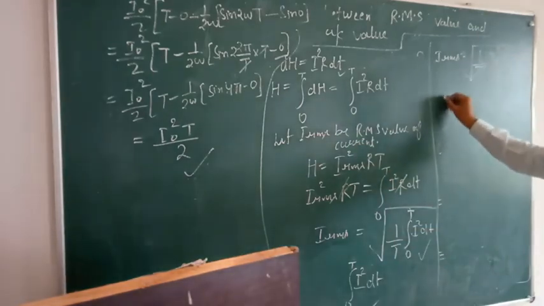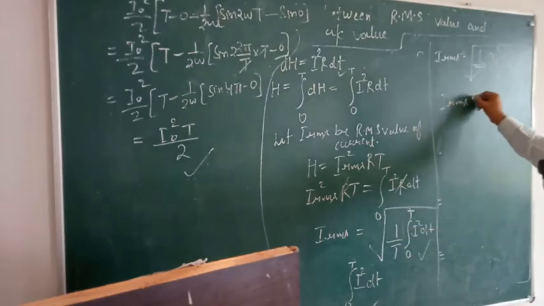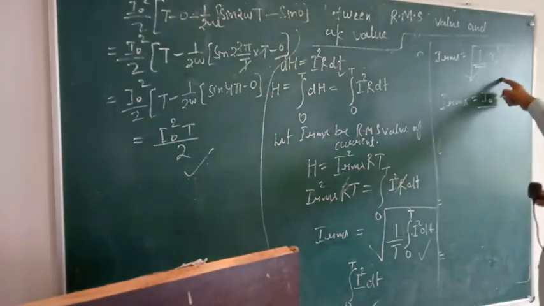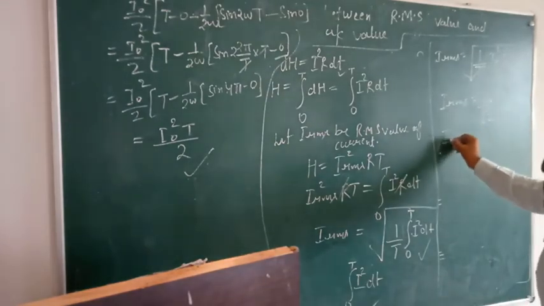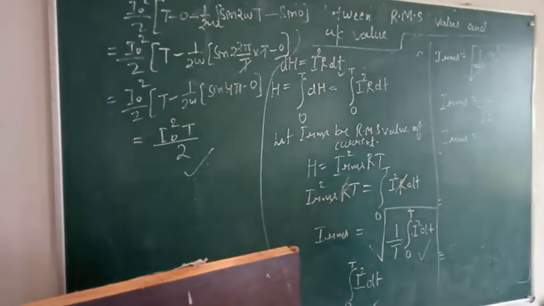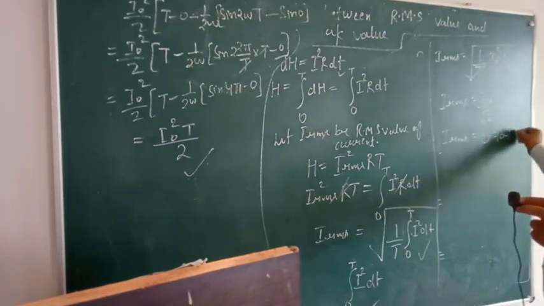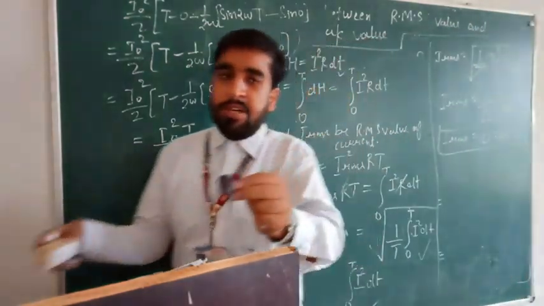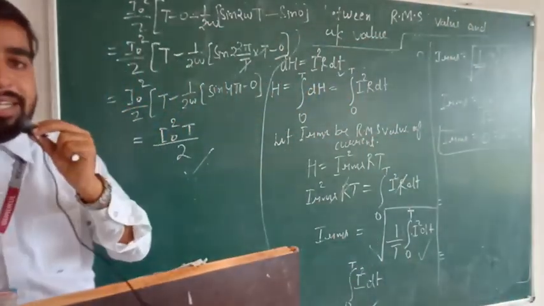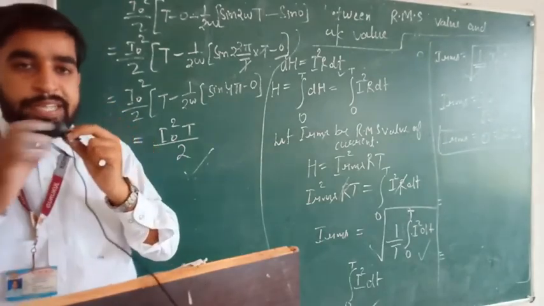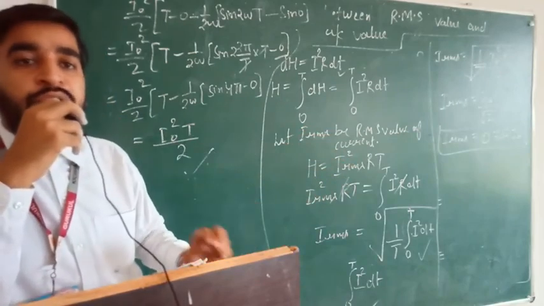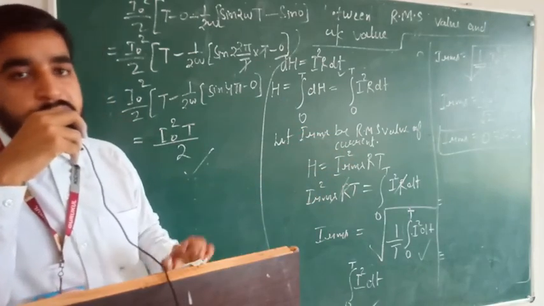T and t cancel out, so IRMS will be equal to, what will be the root of I naught square? That will be I naught. What will be the root of 2? Root 2. So this is a very, very well known number. This is equal to 0.707. So this will be 0.707 I naught. So RMS value of current is equal to 0.707 times the peak value of current, or we can say that our RMS value of current is 70.7% that of peak value of current. I hope you understood this derivation.